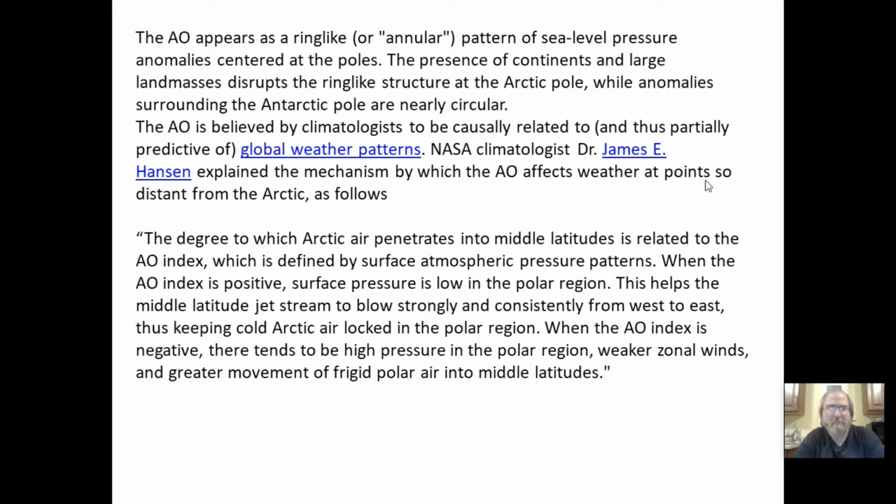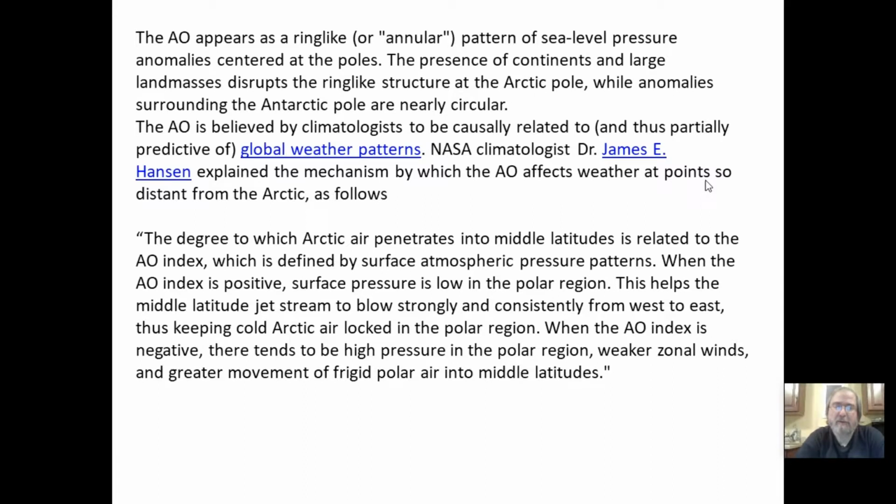The AO is believed by climatologists to be causally related to and thus partially predictive of global weather patterns. NASA climatologist Dr. James E. Hansen explained the mechanism by which the AO affects weather at points so distant from the Arctic as follows. Okay, so here's Dr. Hansen.